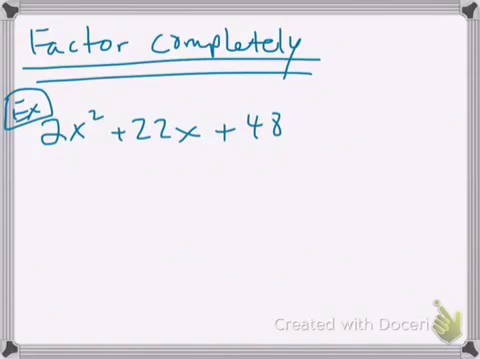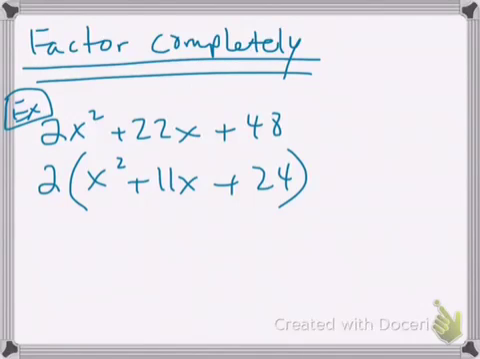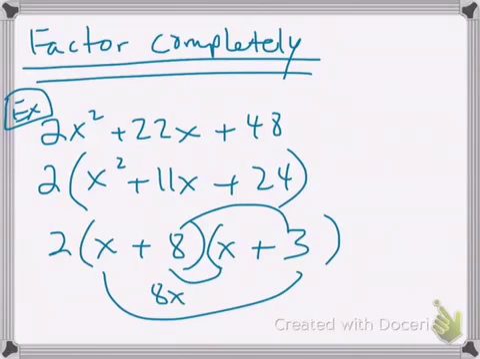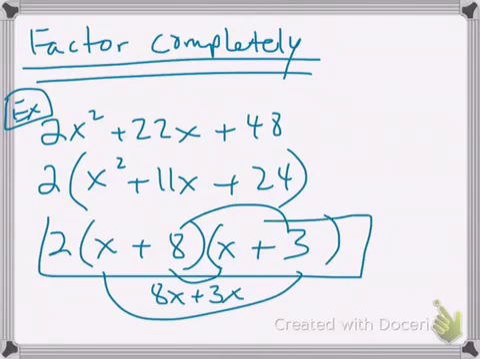2x squared plus 22x plus 48. Do we have a GCF? Yes. The GCF is 2. So that will factor as 2 times what? x squared plus 11x plus 24 is correct. Now, can the trinomial that's left over there be factored further? Can we bust up that middle term? Are there factors of 24 that add up to be 11? 8 and 3. So this will factor as x times x gives us x squared. Positive 8 times positive 3 gives us 24, and 8x plus 3x is 11x. So there's my complete factorization of that polynomial.